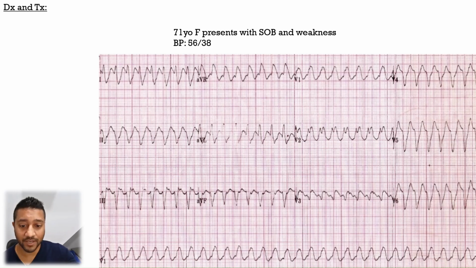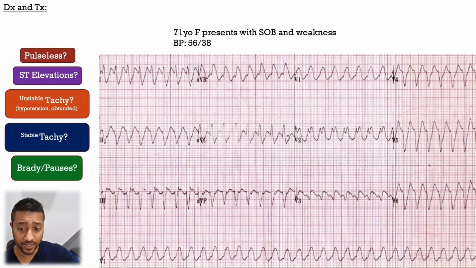All right, let's try another one. So in this one, you have a 71-year-old female who's coming in with shortness of breath and weakness, but their blood pressure is 56/38. So again, ask yourself, are you dealing with one of these categories? I know this patient has a pulse because they can talk, but it doesn't seem like I'm dealing with any ST elevations on this EKG either. And then I'm asking myself, am I dealing with a tachycardia, especially in an unstable patient? And I already know they're unstable. That blood pressure gives that away. But I'm also taking a look at this EKG and seeing that they have a pretty fast heart rate as well. It looks like anywhere between 300 and 200.